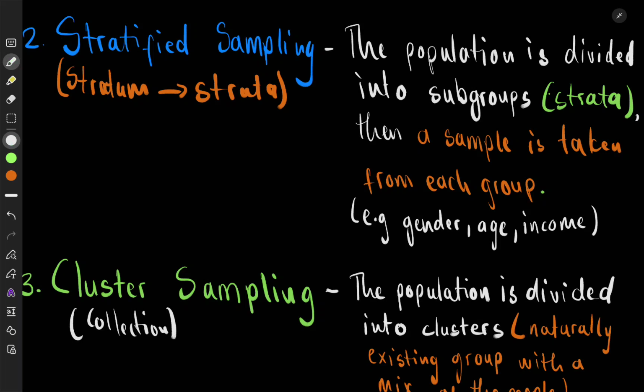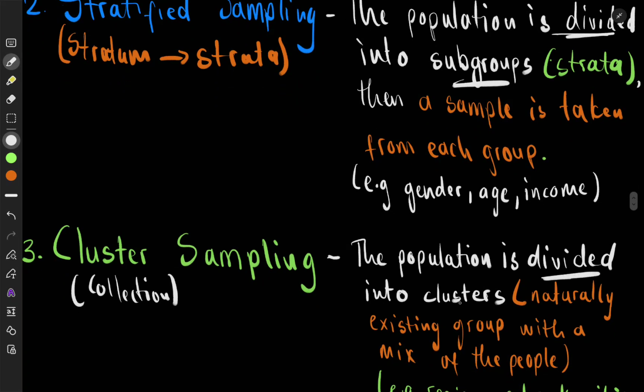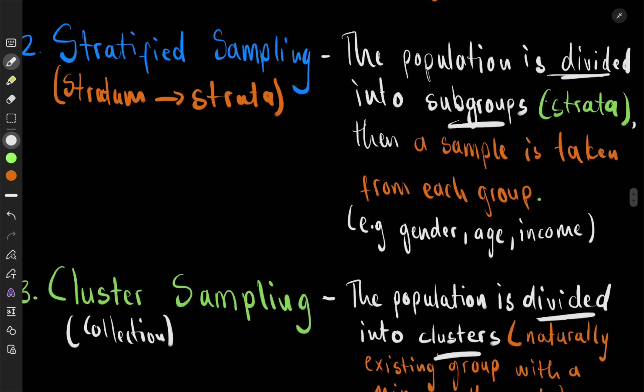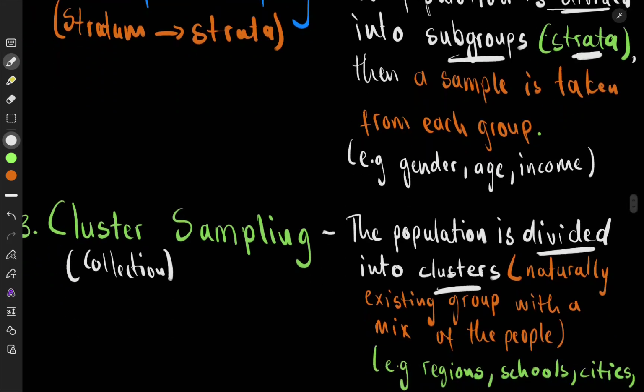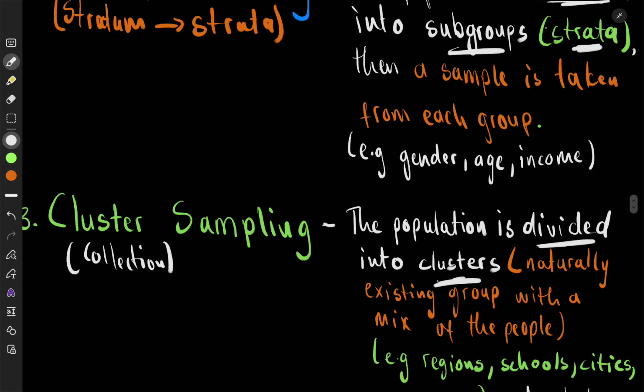In stratified, the population is divided into groups, which is the same here: the population is divided into clusters. So the difference is, yes, they are being divided, but for stratified, you are dividing into strata or subgroups. In here, it is divided into clusters before you start sampling. So that is the first difference. One is divided into strata, one is divided into clusters.